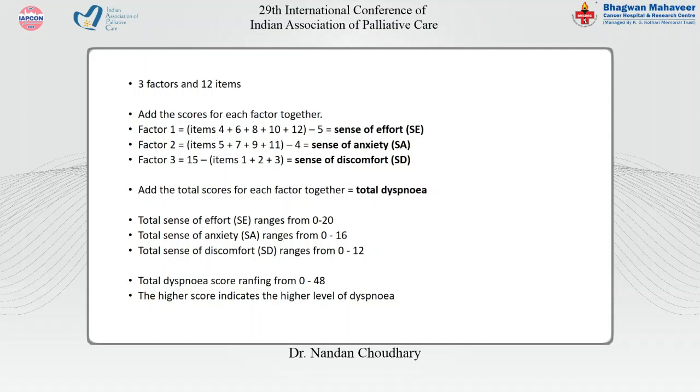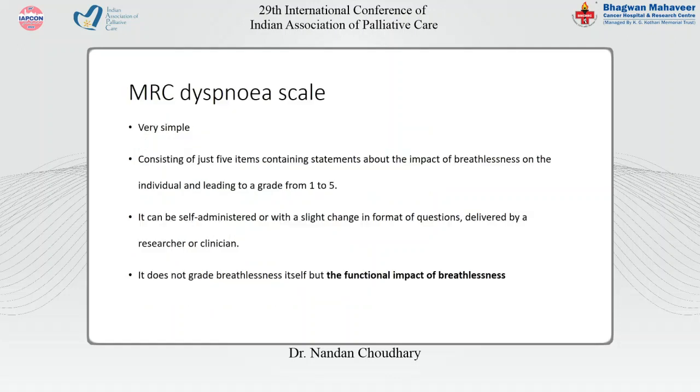Total dyspnea score ranges from 0 to 48, total sense of effort ranges from 0 to 20, total sense of anxiety ranges from 0 to 16, and total sense of discomfort ranges from 0 to 12. Once we get the score, the higher the score, the higher the level of dyspnea. So from this tool we can know whether the cancer patient is suffering from mild, moderate or severe dyspnea. Accordingly we can identify which kind of treatment can benefit this kind of patient.